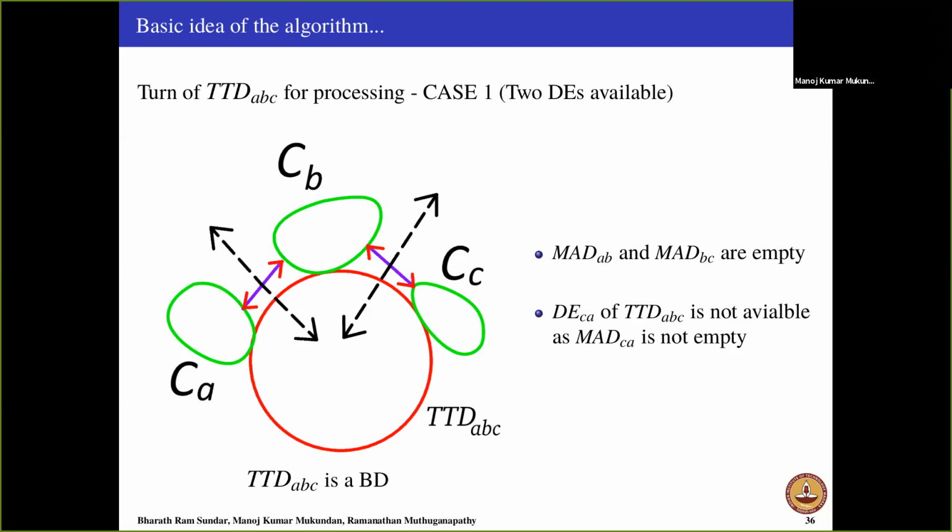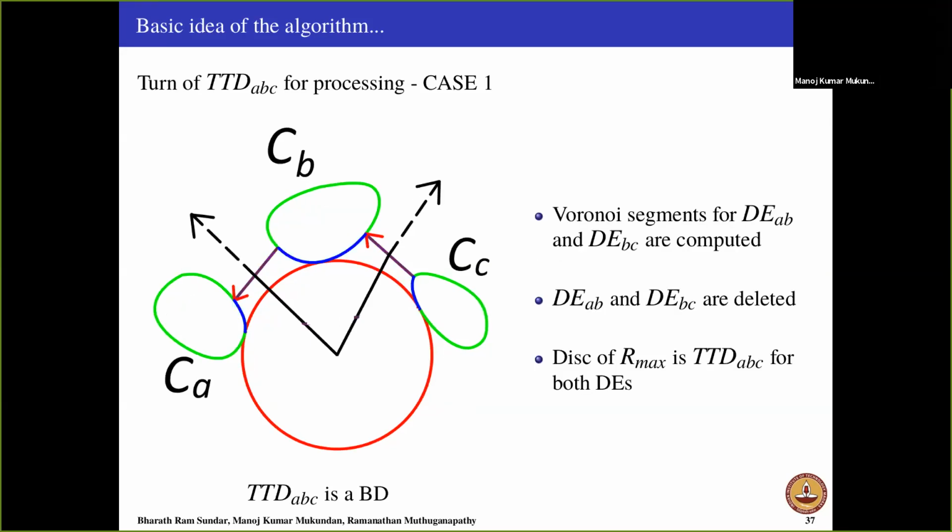Let us see case 1, where 2 DEs are available when the turn of a TTD ABC arrives for processing. Here DE AB and DE BC of TTD ABC are available. So this TTD ABC is a branch disk, as 2 of its DEs are available. As soon as this BD is identified, DE AB and DE BC are deleted so that they will not cause any further TTD formation. One noise segments for DE AB and DE BC are computed, for which TTD ABC is the disk of Rmax.